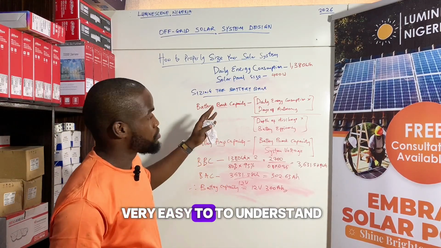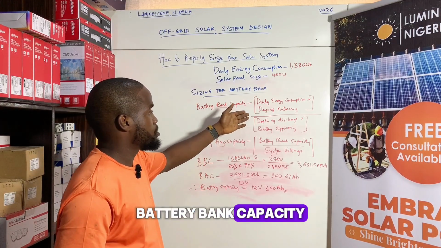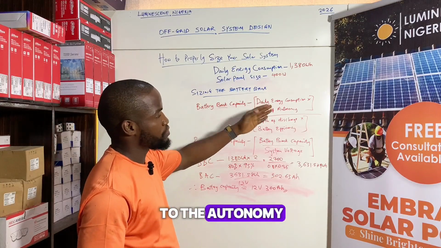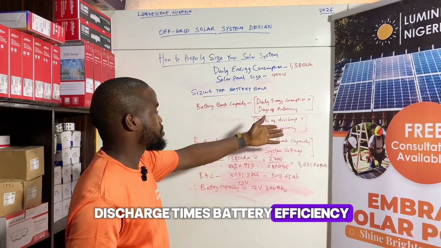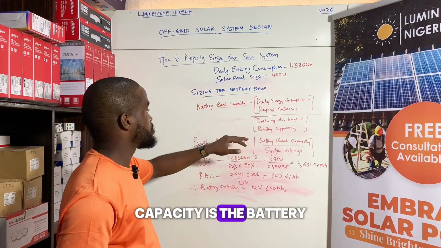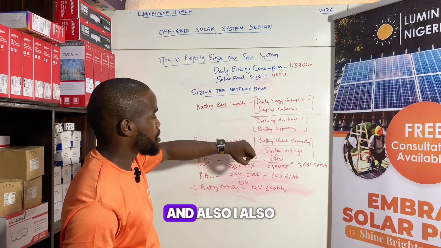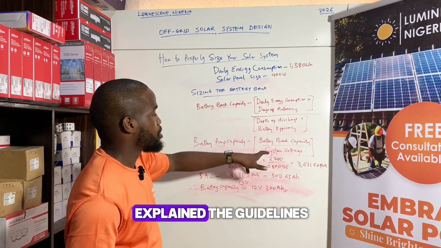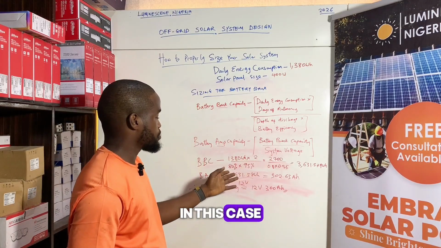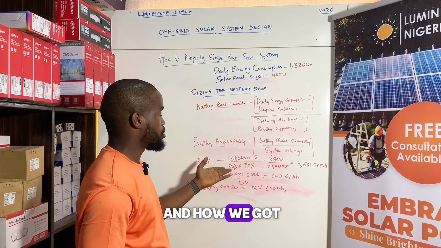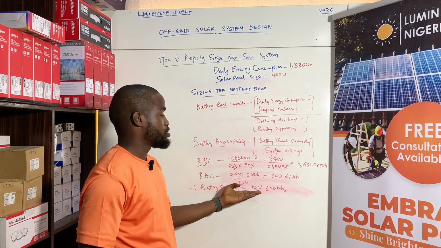I hope this was very easy to understand. Battery bank capacity is daily consumption times days of autonomy divided by depth of discharge times battery efficiency. Battery amp capacity is the battery bank capacity divided by system voltage. I've explained what they mean, and also the guidelines, how we got 12 volt and all of this. So this is our battery capacity at the end of the day, 12 volt, 300 amps.